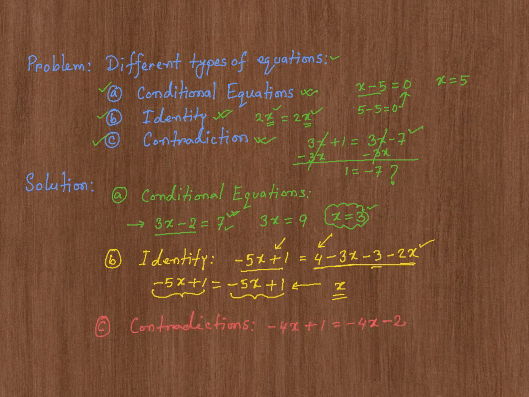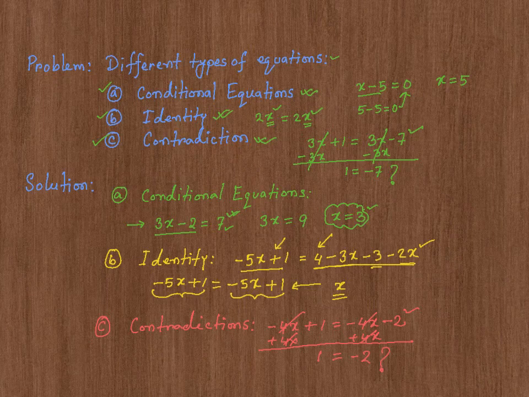The last type we are going to talk about are contradictions. That means the equations that will never hold true. Look at this given equation, negative 4x plus 1 is equal to negative 4x plus 2. I can add 4x to both sides, and that is going to give me the following. Negative 4x, positive 4x are going to cancel out. I'm going to have 1 is equal to... Similarly, this and this cancel out on the right hand side. Negative 4x and positive 4x, is equal to negative 2.